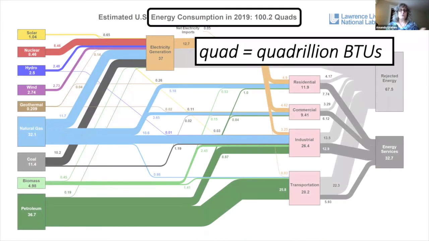And here what we're measuring on the Sankey diagram, we see this large measurement of energy consumption for the United States, the most recent Sankey diagram available at 100 quads, right? And a quad is a quadrillion BTUs.